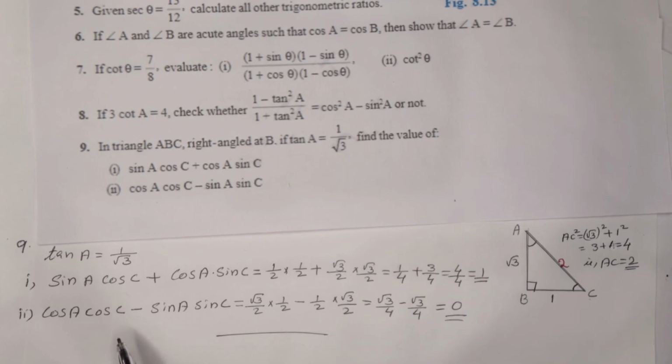Put the corresponding values. Cos A means root 3 by 2, cos C is 1 by 2, then sin A is 1 by 2, sin C is root 3 by 2. So when we are multiplying, root 3 by 4, here also root 3 by 4, and after that minusing, we will get the answer as 0.